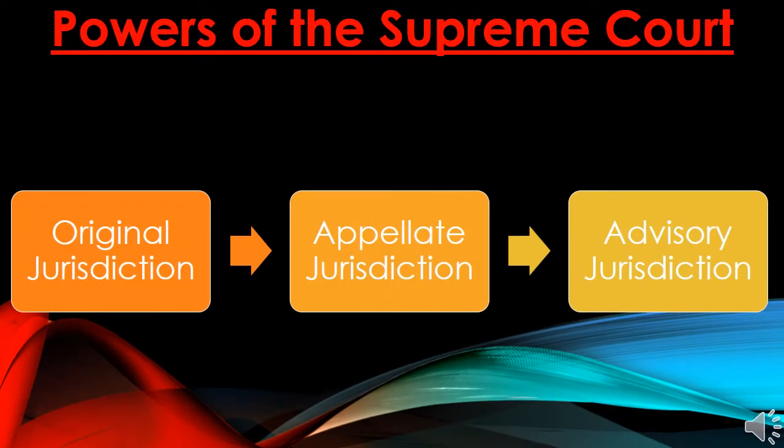Powers of the Supreme Court. The Supreme Court has three kinds of powers to pass the judgment in civil and criminal cases in India. The first one, original jurisdiction. Second one, appellate jurisdiction. And third one, advisory jurisdiction. And this Supreme Court also will act as a guardian of the Constitution, especially the fundamental rights. Also, this Supreme Court will be called a court of record.